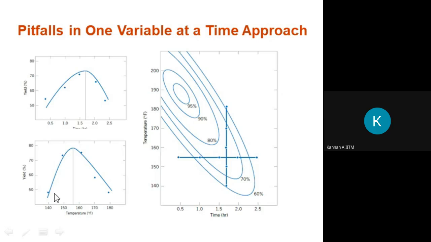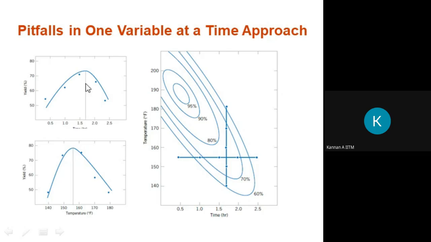So this is the response where they are varying the time. They are varying the time from 0.5 to 2.5 at a given value of temperature. And so they find the optimum time as 1.7 hours. And at 1.7 hours, they are varying the temperature. And they find an optimum yield of about 80% at 155 degrees Fahrenheit. 155 degrees Fahrenheit and 1.7 hours are stated to be the optimum.